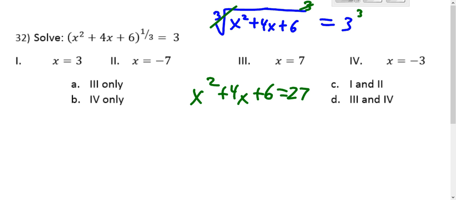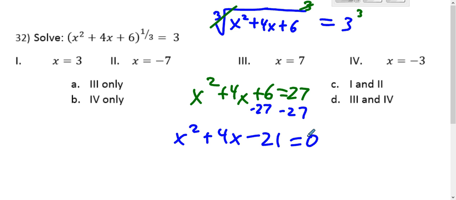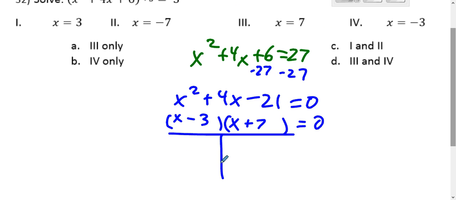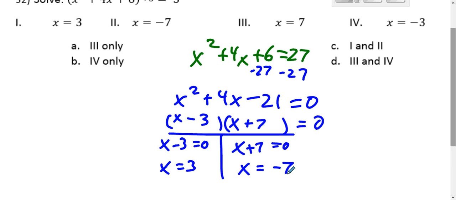To solve it, you need everything on one side, so minus 27. And you get equal to 0. Now you can factor it. In order to solve it, you've got to factor. So come up with what multiplies to be negative 21, adds to be 4. Negative 3, positive 7. So since we need to solve that out, take it, x minus 3 equals 0, x plus 7 equals 0, and you're going to get your two answers, x equals 3, x equals negative 7.